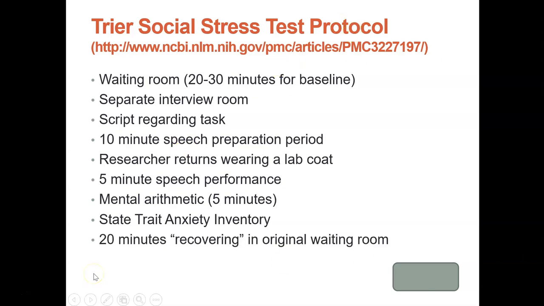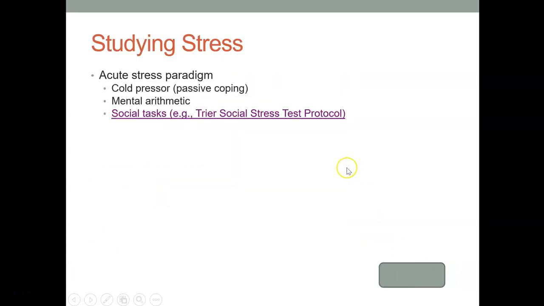And then they spend 20 minutes back in the original waiting room recovering, so they get to rest and get back to their original baseline levels. So that's the Trier Social Stress Test Protocol.